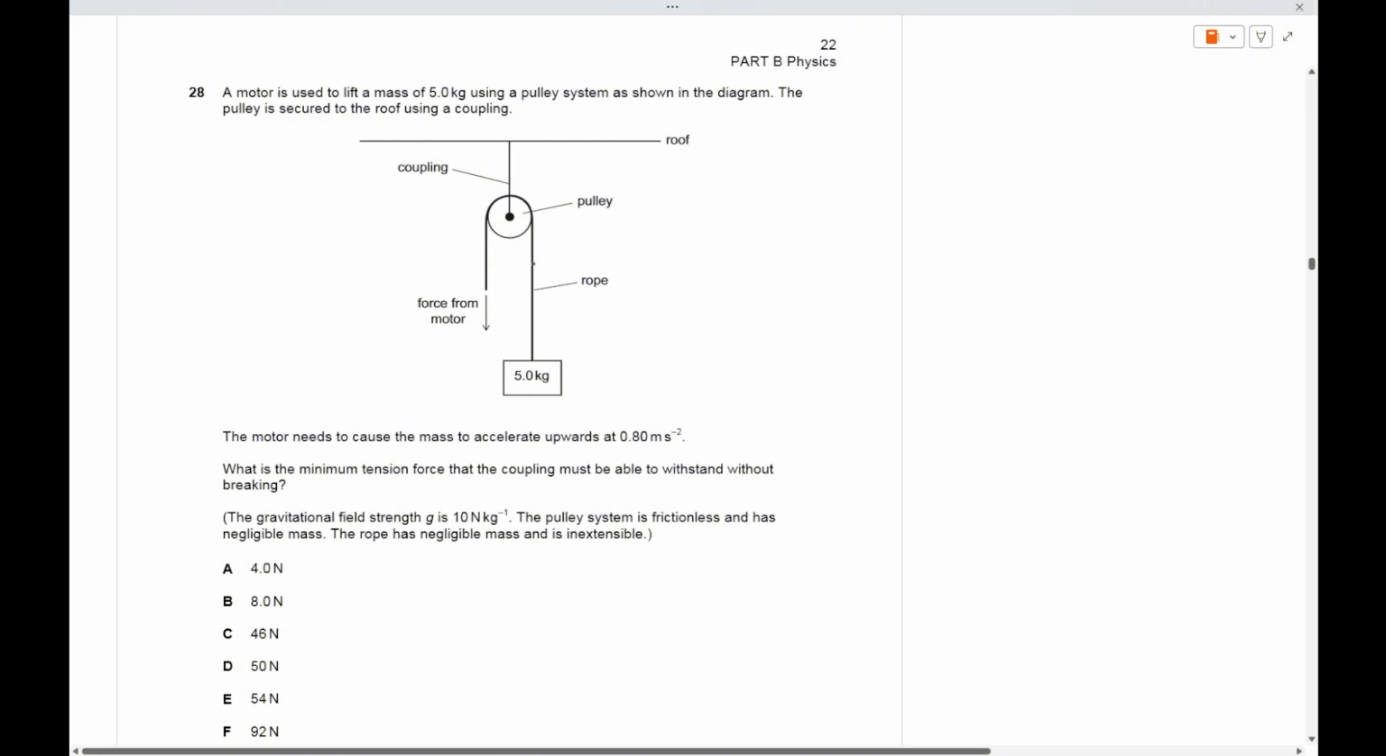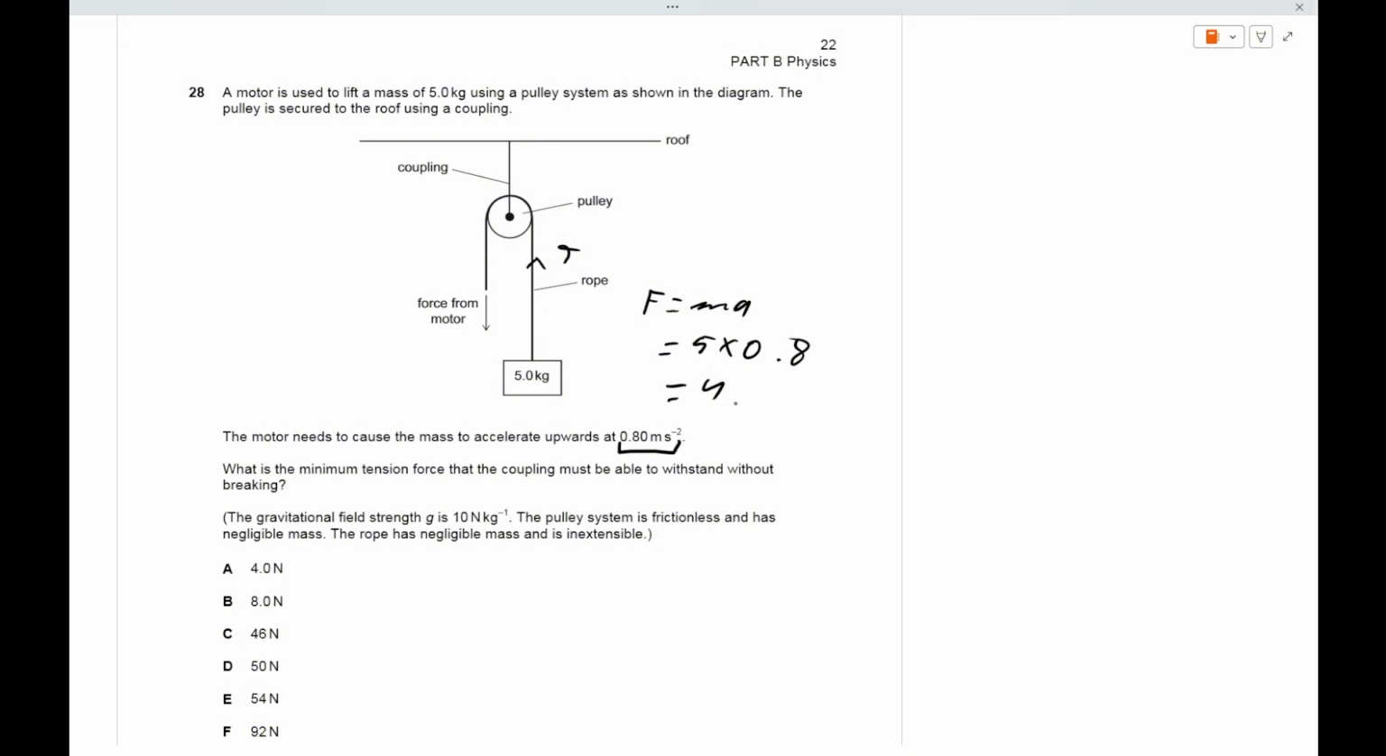For this question, we're going to have to find the tension of the block. So to do that, we have to use the acceleration. A lot of people will do F equals ma and say, oh, the acceleration is 0.8 and the mass is 5. So you do 5 times 0.8, which gets you 4 newtons. Of course, that's wrong. It's not going to be that. This is way too little. We have to account for the weight acting on the block, which is 5g.